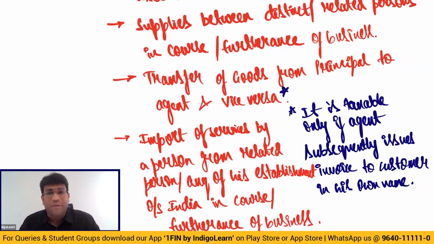Good. So friends, there are 4 points which talk about transactions regarded as supply even though there is no consideration. First point is the permanent transfer or disposal of business asset on which ITC is claimed. Number 2, supply between distinct or related person in the course or furtherance of business. Number 3, transfer of goods from principal to agent or vice versa. Number 4, import of services by a person from a related person or from any other establishment outside India in the course or furtherance of business. So that is the story of this interesting point in section 7.1, my dear friends.